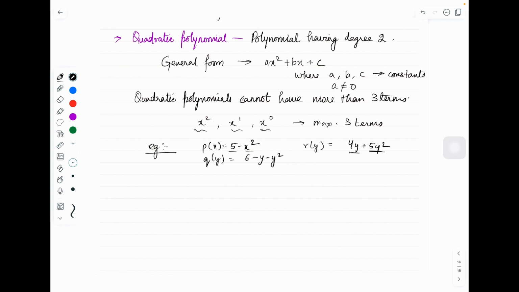You are getting it? Now, third is cubic polynomial. Cubic polynomial. Understood? Third is cubic polynomial.